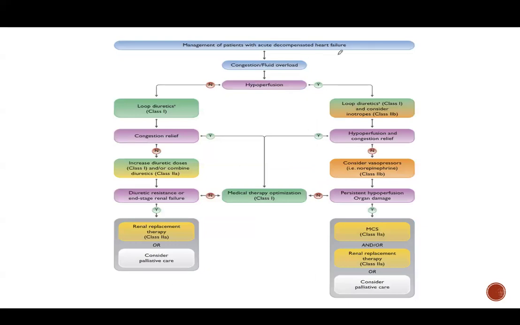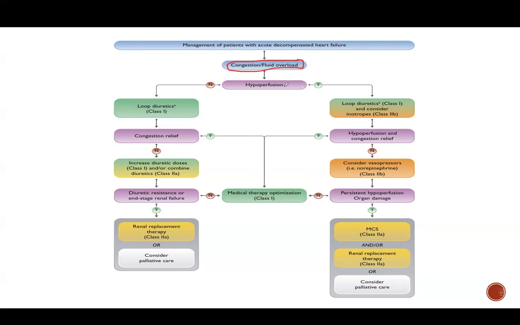So management of a patient with acute decompensated heart failure. Suppose a patient has presented with acute decompensated heart failure. First you have to see whether the patient has any symptoms of congestion or fluid overload, whether it is there or not. Next, if the congestion is present, then you have to see whether there is hypoperfusion or not. Hypoperfusion is assessed by checking if there is decreased perfusion to any of the organs. Suppose a patient has altered mental status, that is the brain is hypoperfused, or oliguria, decreased urination, that means the kidneys are hypoperfused, or if the peripheries are cold, then it means that it is hypoperfusion.